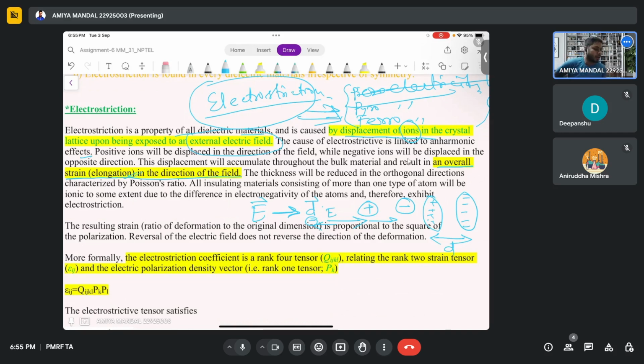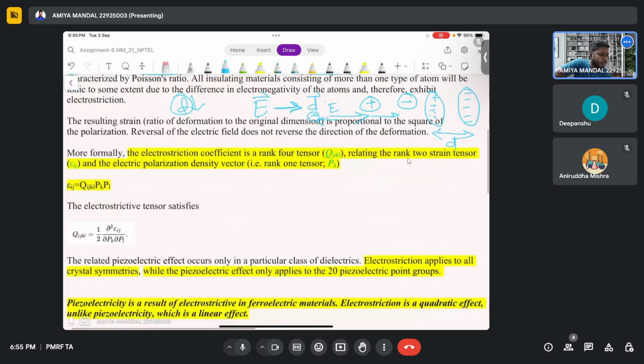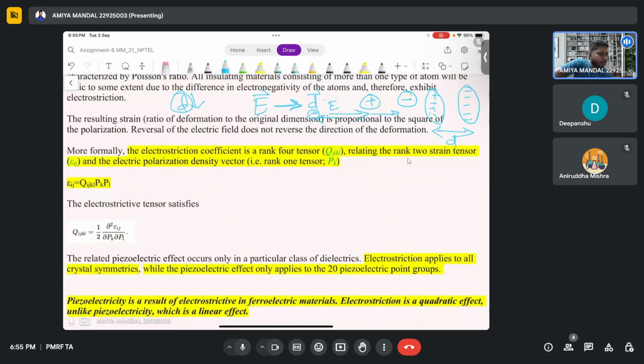And the thickness will be reduced. If the thickness is d, d will be reduced in the orthogonal direction, characterized by the Poisson ratio. Okay. The strain, the ratio of the deformation to the original length, is proportional to what? The square of the polarization. Strain is proportional to the square of the polarization.